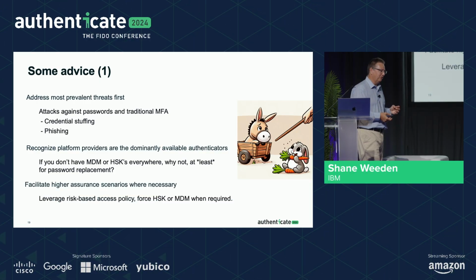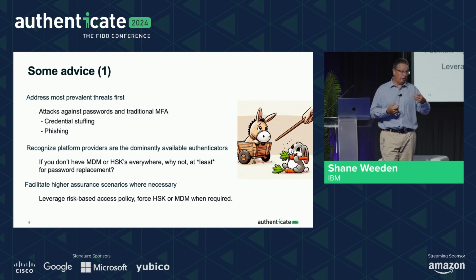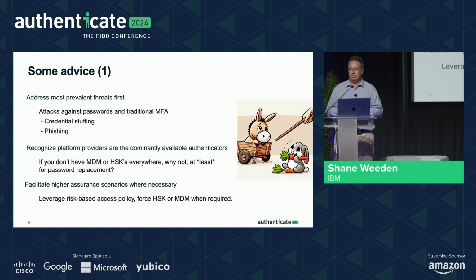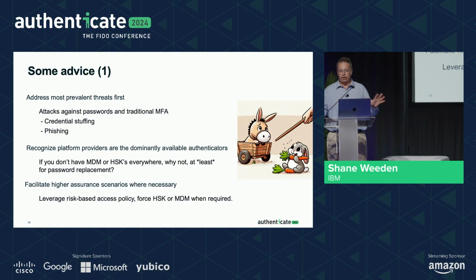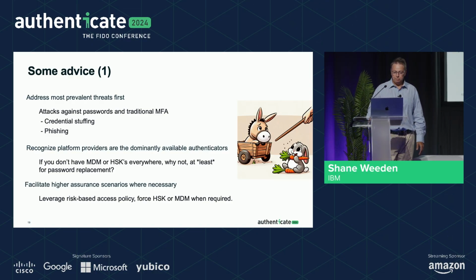And then when you need to, for sure, facilitate higher risk scenarios or higher assurance scenarios by requiring the hardware security key, you can do that in access policies pretty easily. But it doesn't have to be the same for the entire organization. You really need to look at the risk profile of the applications and the scenario that they're accessing it in.